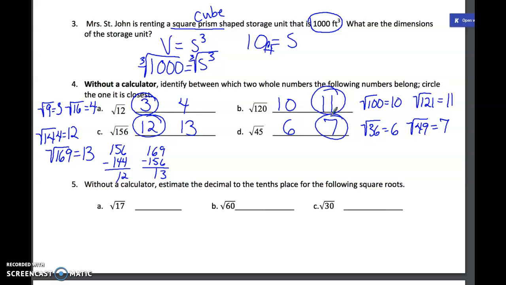Now, the next part, we're estimating. We're still not using our calculator to figure this out, but we're going to use the same skills we were looking at in number 4 to help us with our estimating. So, A, square root of 17. I know that it is between 4 and 5 because I know square root of 16 equals 4.